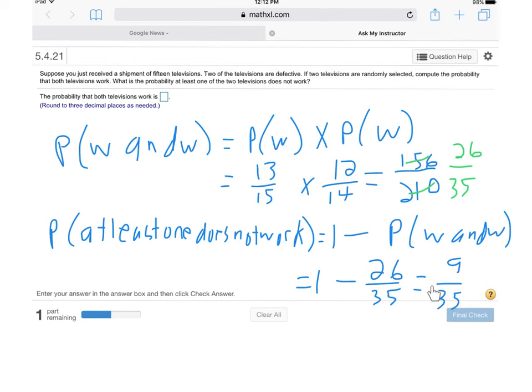And so again, you could put it in a calculator if you need a decimal. So anytime they say probability at least one, think about the complement.